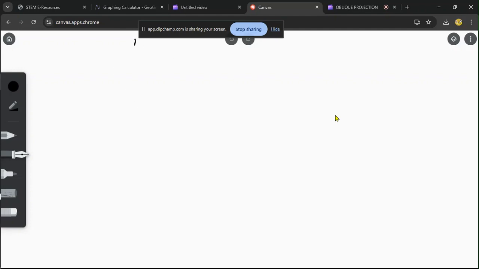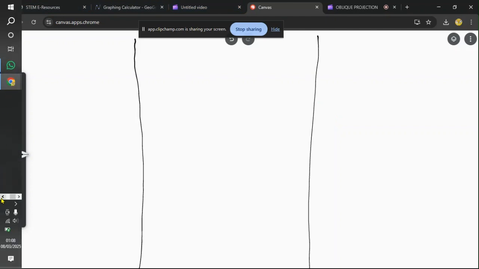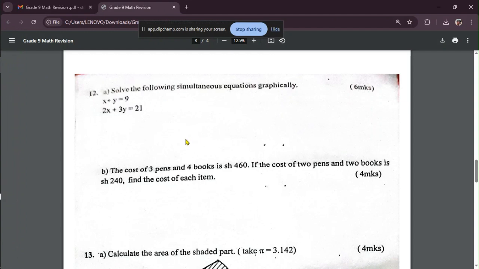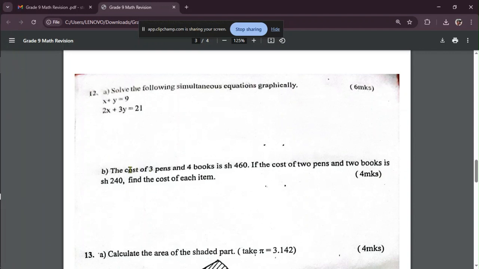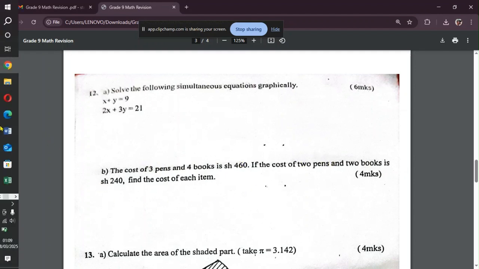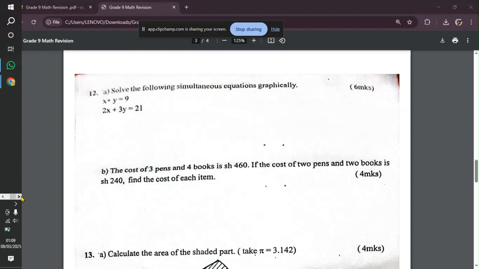Part B of that was this. The question was telling us we had part B. Let me check the question. The question was: the cost of 3 pens and 4 books is shillings 460. If the cost of 2 pens and 2 books is 240, find the cost of each item. Anytime you see a question of this form, 3 pens, 4 books, 460; 2 pens, 2 books, 240, just think of a simultaneous equation.